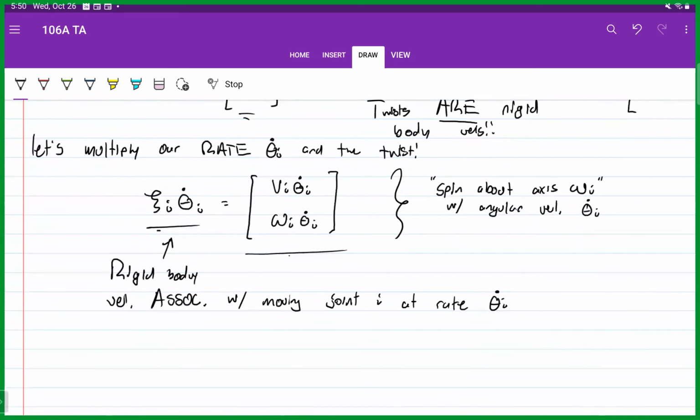So do we have any questions about this setup right here before we move on and start combining these? What do you think?